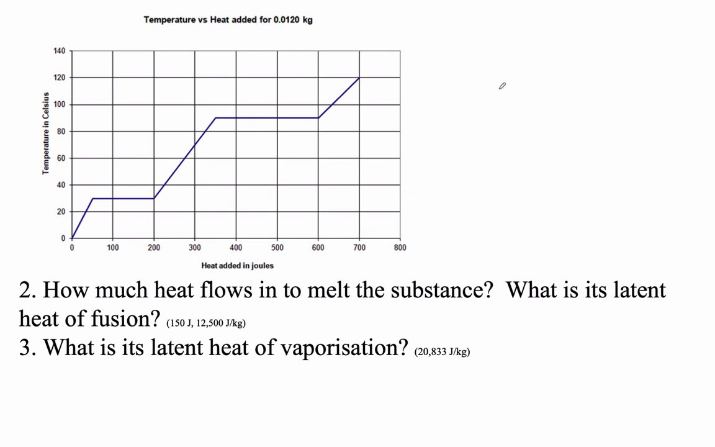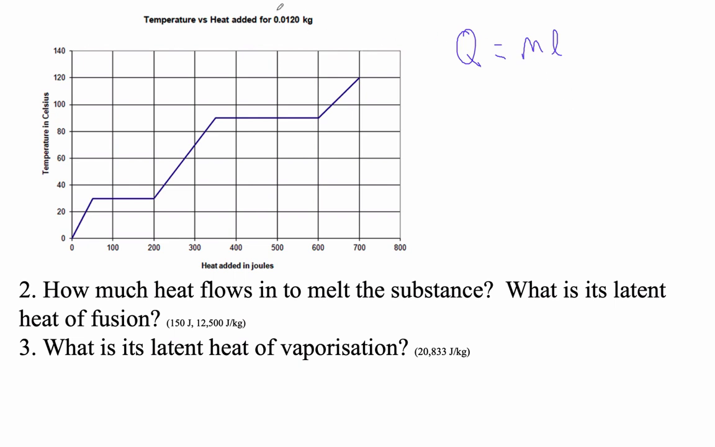Okay, so 2 and 3: how much heat flows in to melt the substance? What's the latent heat of fusion? What's the latent heat of vaporization? So remember our formula, if you're on the test and you're like, oh, I don't know what to do, the formula is just M times L.